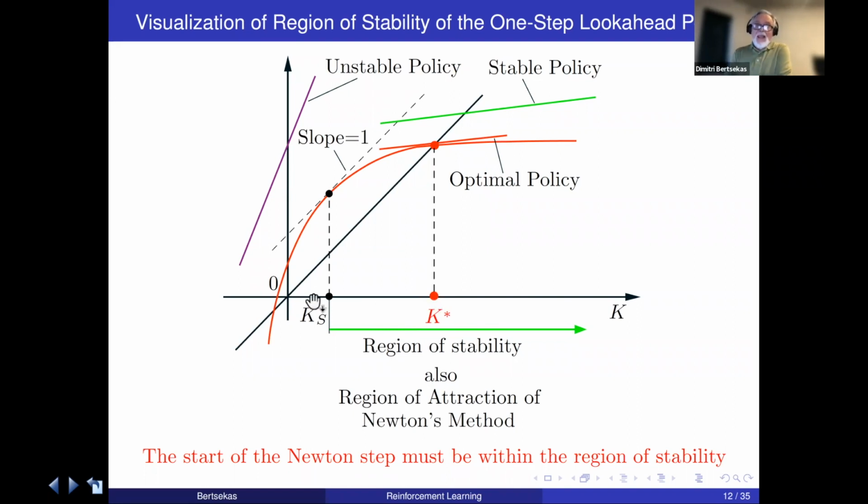Well, if you don't pick it too far to the left, then you're going to be safe within the region of stability. But it's possible that you pick it over here somewhere, and then what comes to the rescue, what comes to help, is multi-step lookahead and rollout. We will see that multi-step and rollout tends to push you into the region of stability. And that's one of the main advantages of multi-step lookahead.